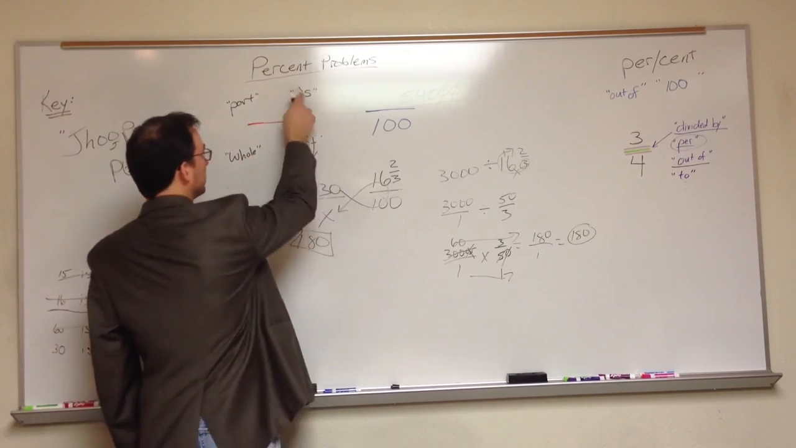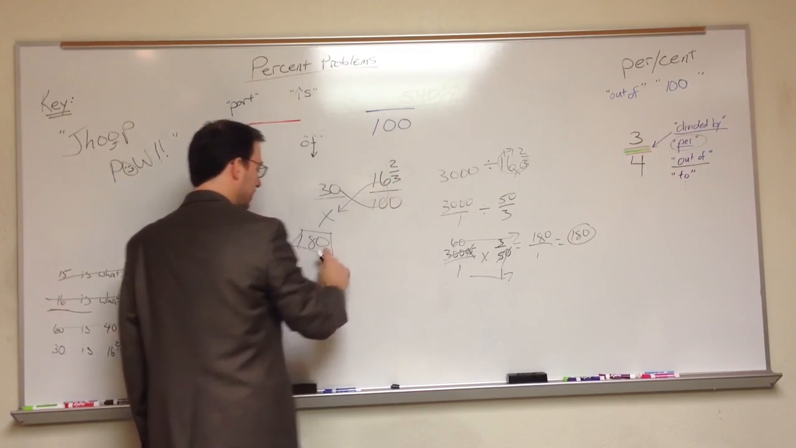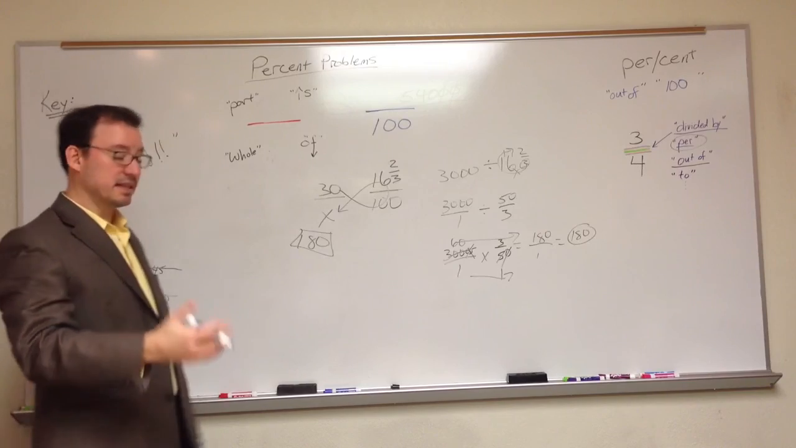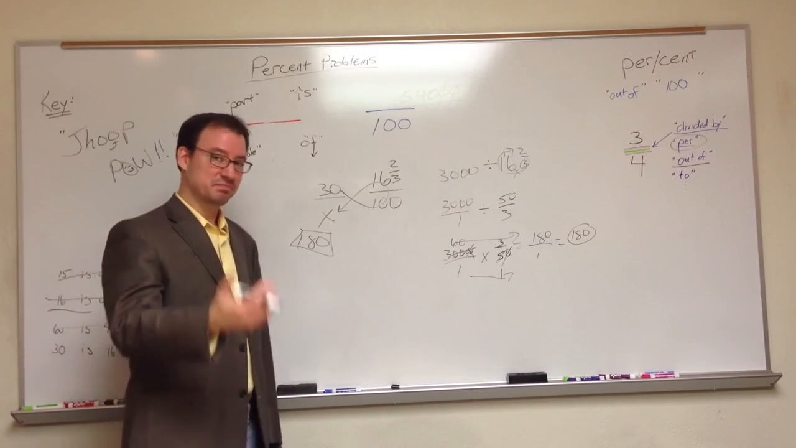30 is 16 2/3% of 180. And that's it. That's the zoop, pow, help knock out the percent problems. See you in the next one.